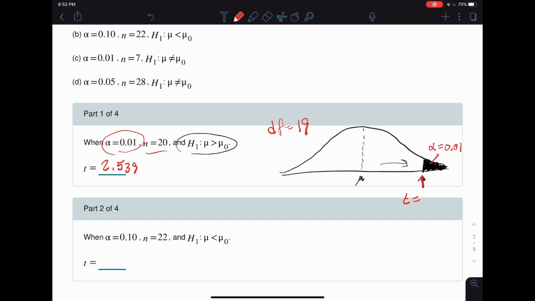This critical value, from don't reject to do reject, tells us if you cross this point to the right, you're going to reject. So this is t equals 2.539.